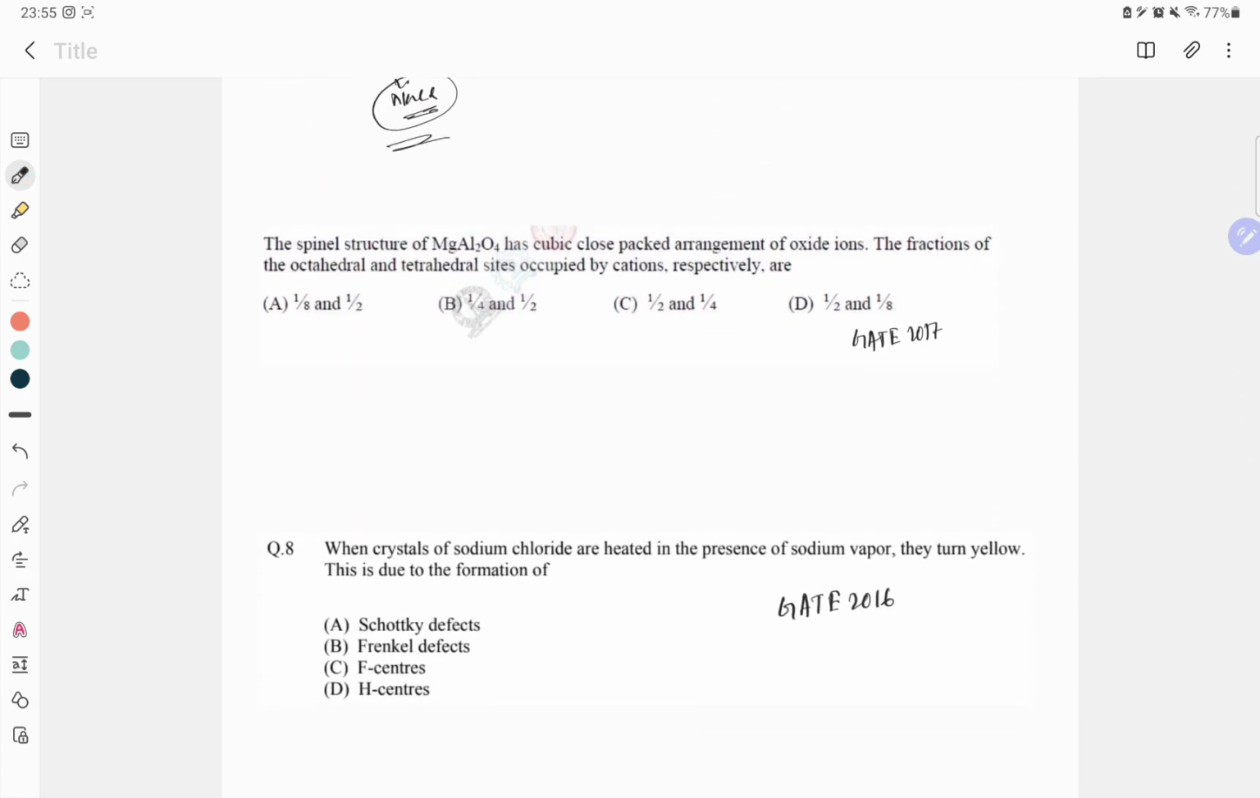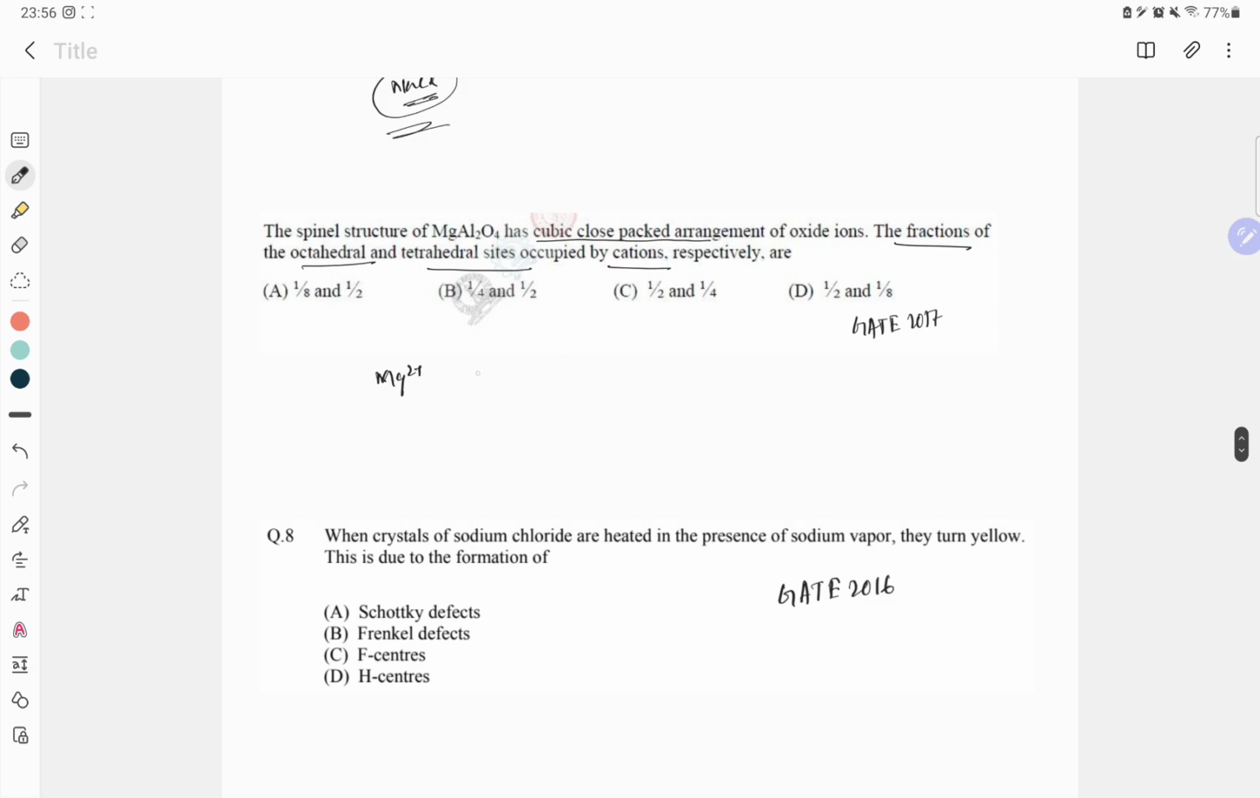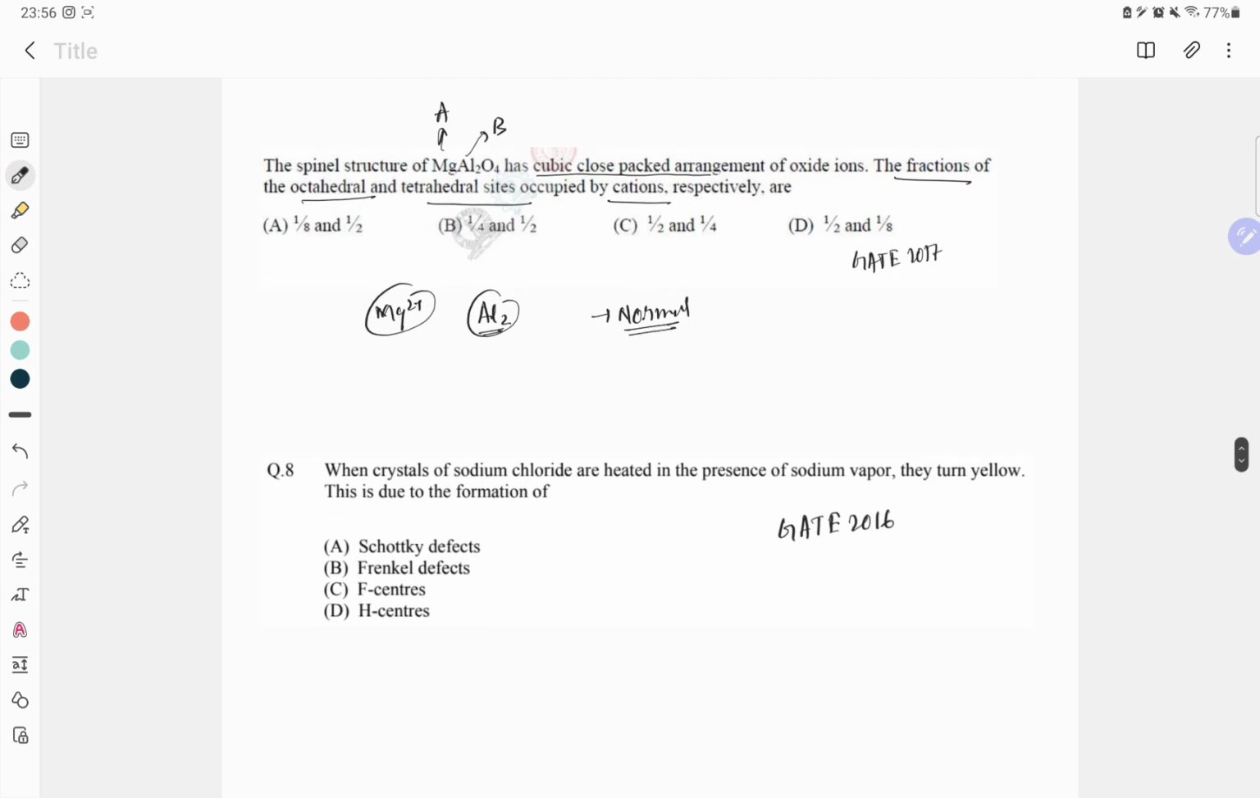Next one, and this came in GATE 2017. The spinel structure of MgAl2O4 has a cubic close packing system. Okay, means it is a spinel. The fraction of octahedral and tetrahedral sites occupied by cations, that is Mg2+ and Al3+. This is actually a normal spinel. We learned in my previous video that if both A and B are non-transition metals, then the spinel will obviously be a normal spinel. Now, how much space is occupied by these two cations? Mg will occupy the tetrahedral voids and Al will occupy the octahedral voids.